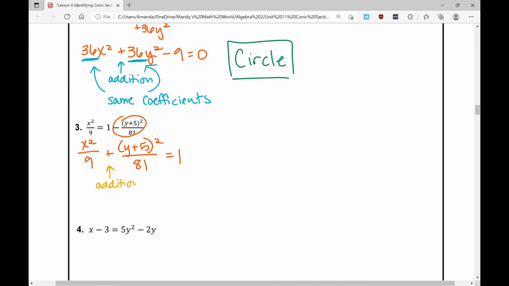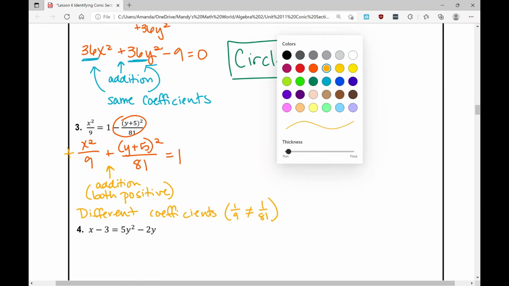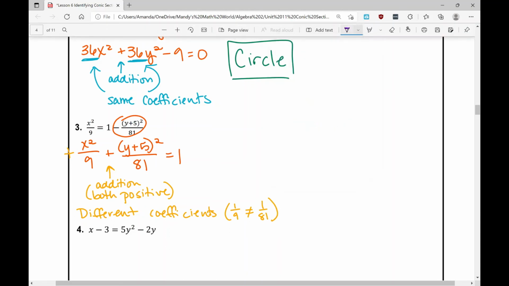Or what else I can notice is they're both positive. So that's something else that we can look at. They're both positive. They do have different coefficients. Essentially the x coefficient is 1/9 and the y coefficient is 1 over 81. So there are different coefficients. This is our justification here. There are different coefficients, right? 1/9 does not equal 1 over 81, which means this is an ellipse.